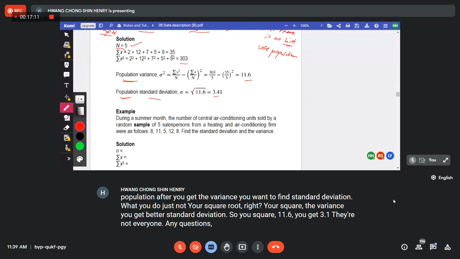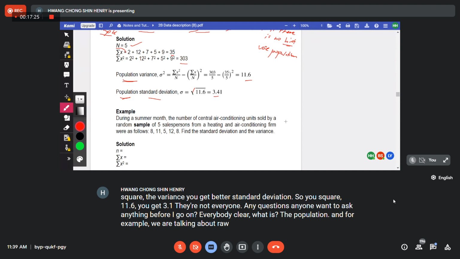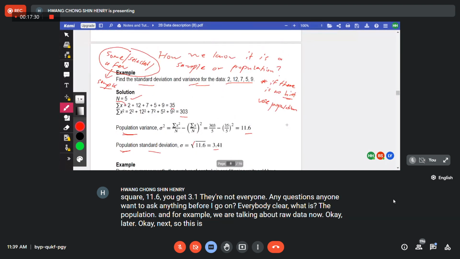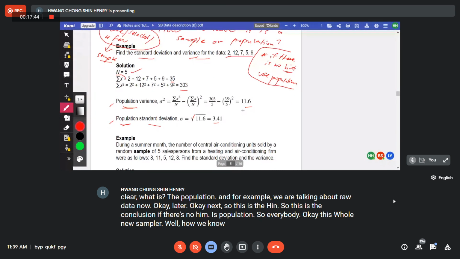Any questions? Anyone want to ask anything before I go on? Everybody clear what is population and what is sample? We are talking about raw data now. Group data later. Okay, next. So this is the hint. This is the conclusion: if there's no hint, use population. Everybody okay with this? Don't use sample.